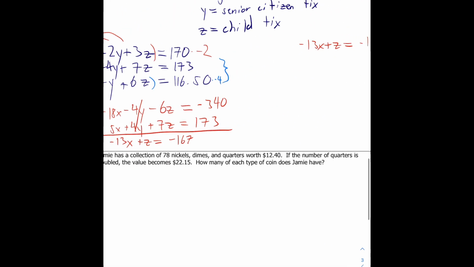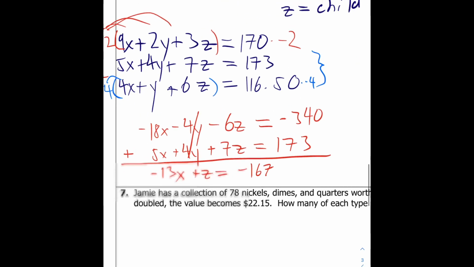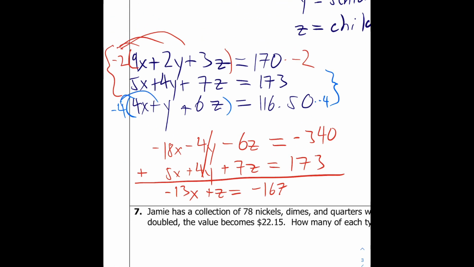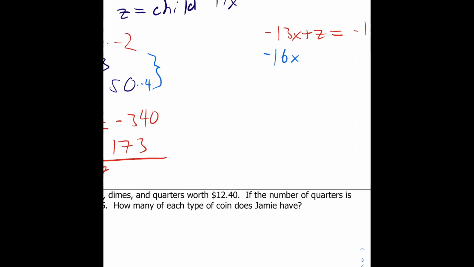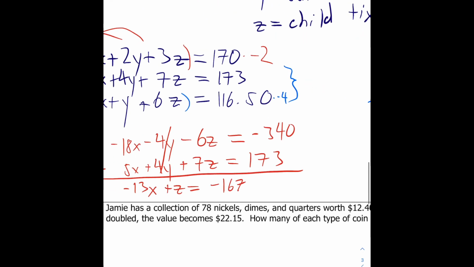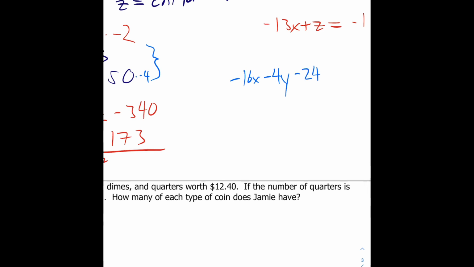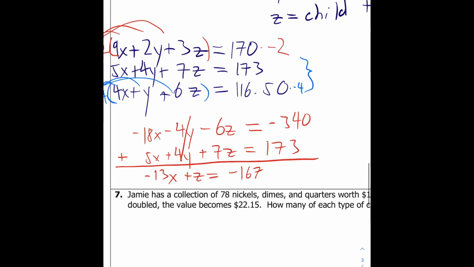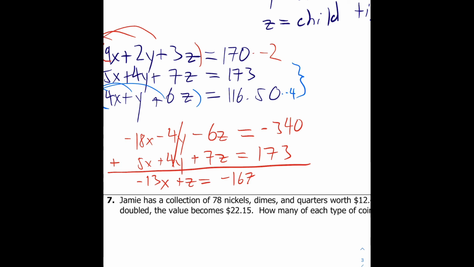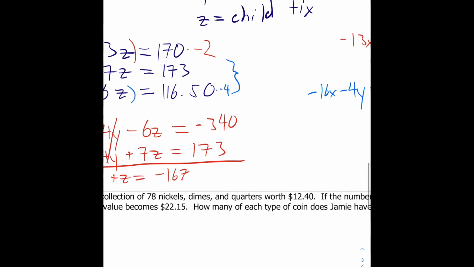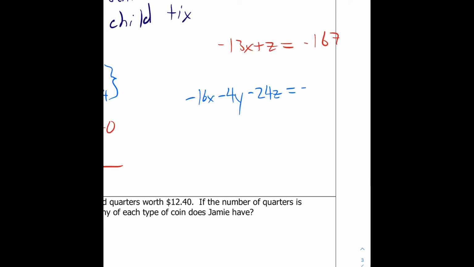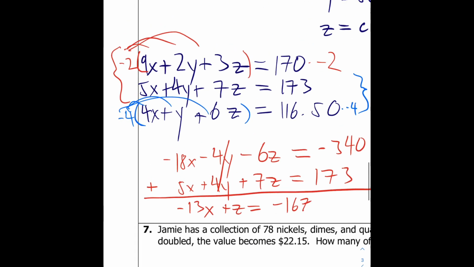So I get -16x minus 4y minus 24z equals 116.50 times negative 4. That equals negative 466. And then I'm just going to copy this middle equation over here.